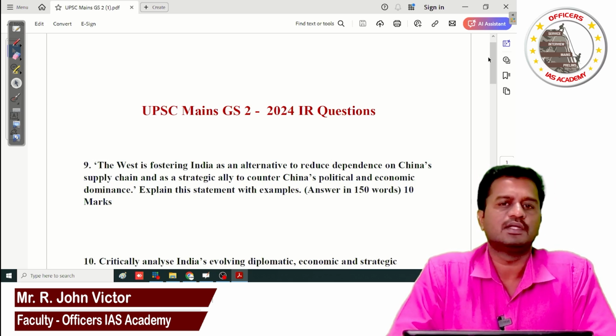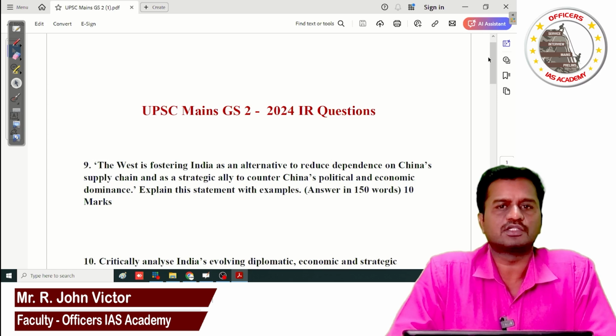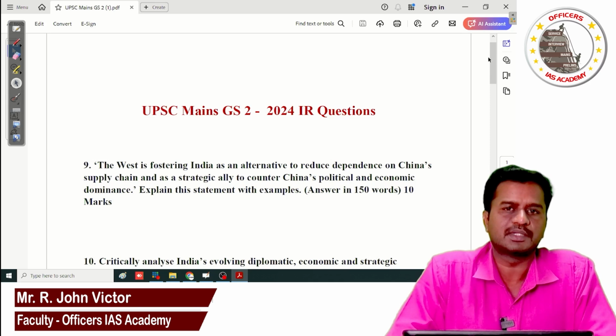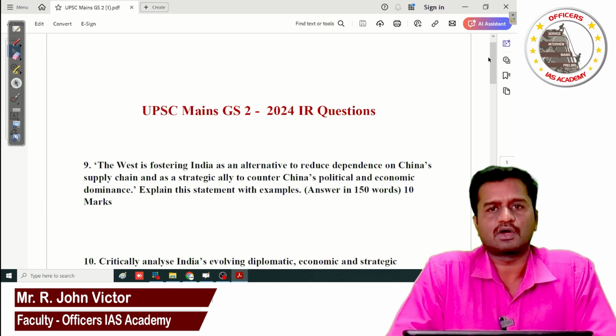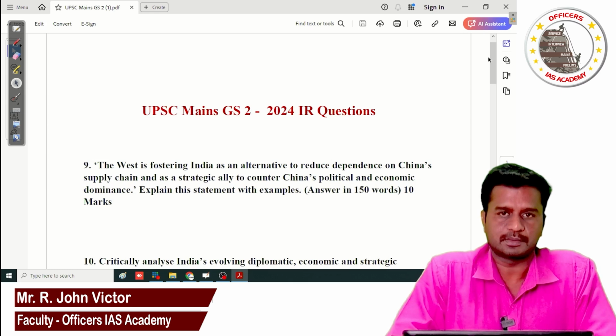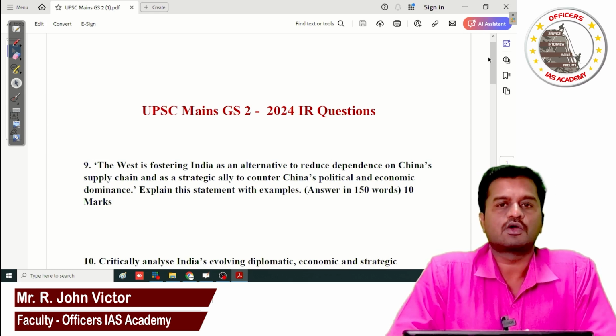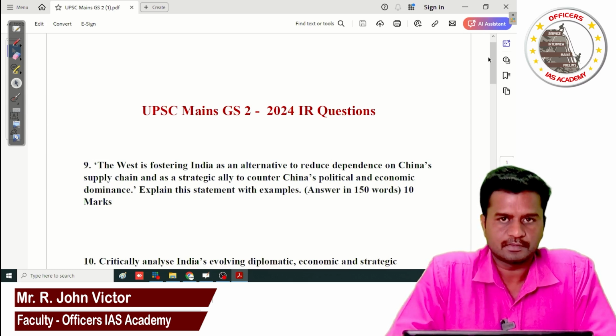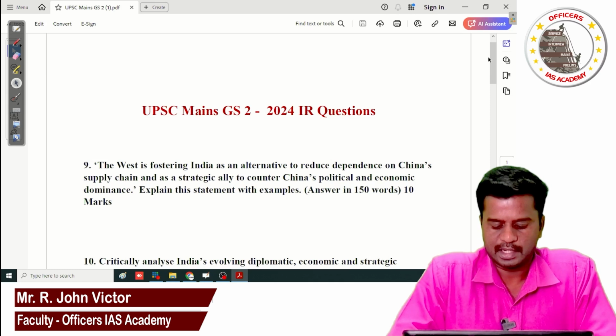For example, strategic autonomy is a conceptual point. Soft power is a concept. Hard power is a concept. Extended neighborhood is a concept. Natural partner is a concept. Indo-Pacific region is a concept. Energy diplomacy is a concept, right? So ensure that the conceptual key terms are given in your answer. Okay, we will solve the first question.